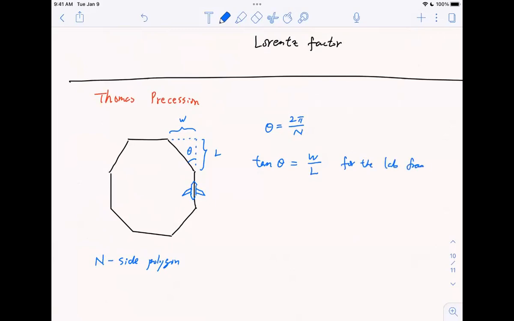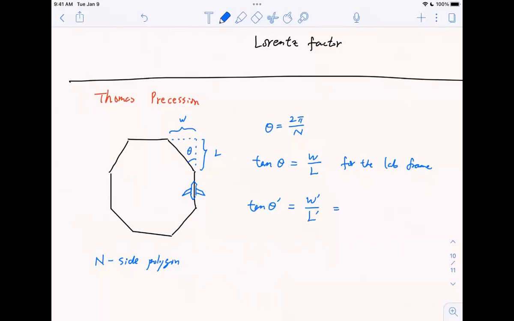For the lab frame, in the lab it's very easy. You just move like that. However, if you're inside the plane, you're going to see something different. Why? Because this length will be contracted when you're in the plane. The width, the perpendicular one, won't, but the parallel length will be contracted. So in the plane, you are going to see a different width.